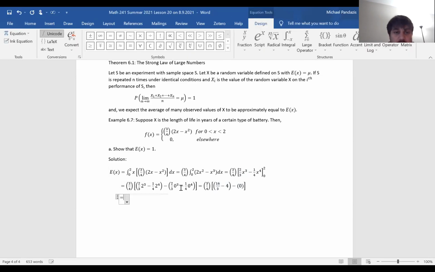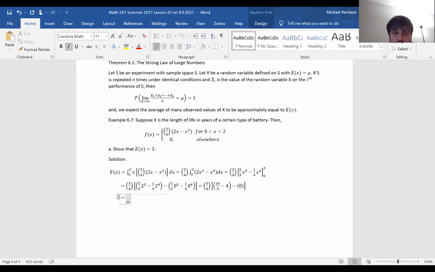And so now this is equal to 3/4 times 16/3 minus 4 minus 0. So 16/3 minus 4, which is 12/3. So this is equal to 3/4 times, well, 16/3 minus 12/3 is now 4/3. So it's 3/4 times 4/3, which is equal to 1. And so E of x is equal to 1. And we're done. Show that E of x equals 1. That's what we did there.